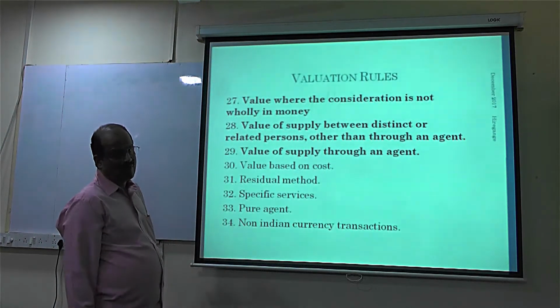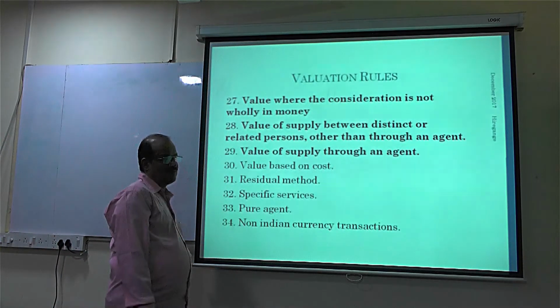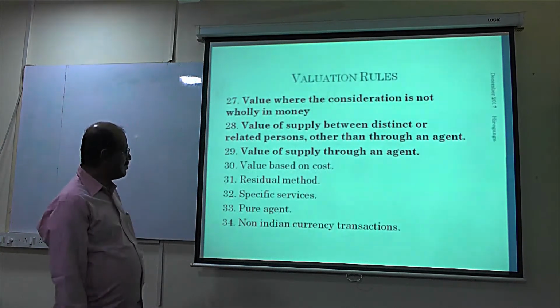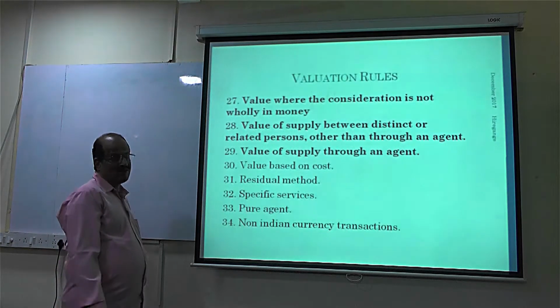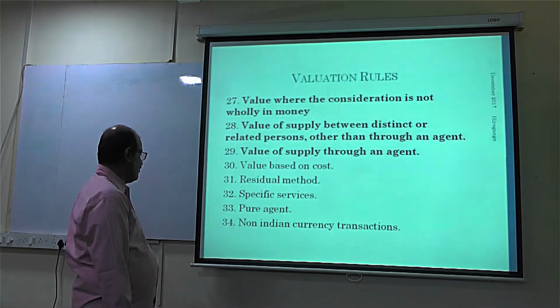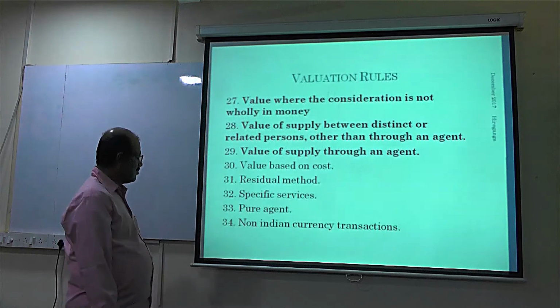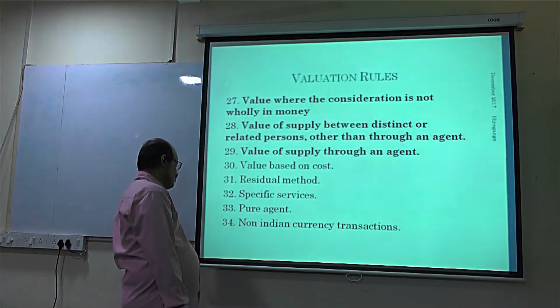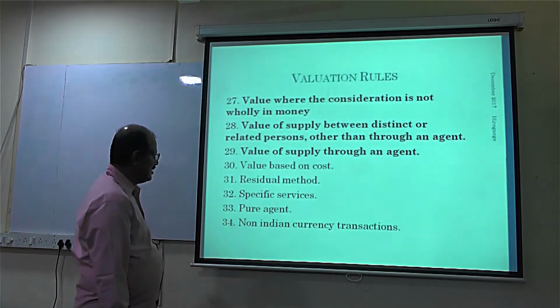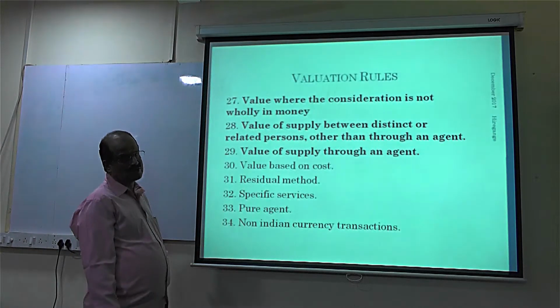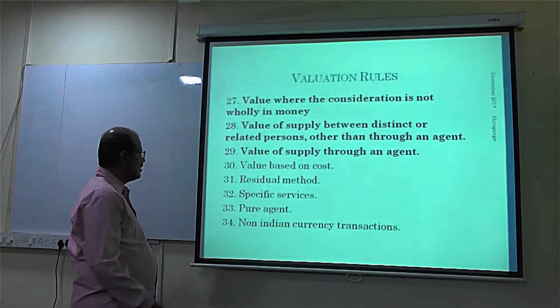Rule 32 deals with 6 specific services for which separate provisions have been made, which we will come to quickly at that time. Provisions of pure agent are covered in Rule 33 and foreign currency transactions are covered in Rule 34.